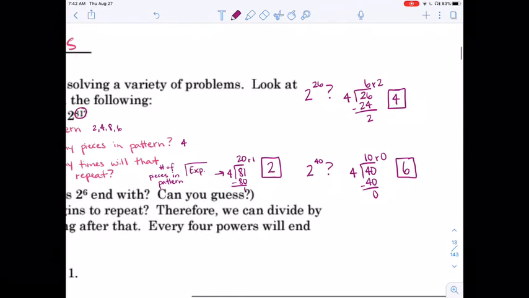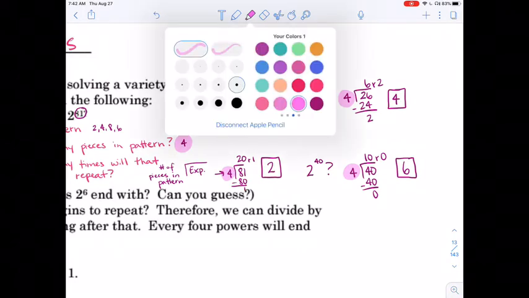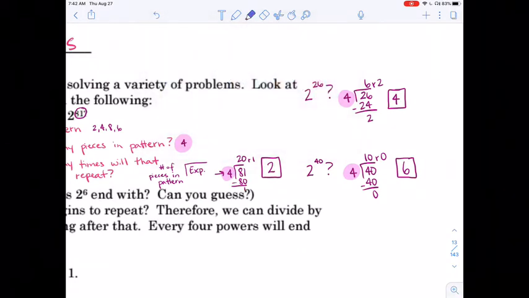Okay, so I'm going to highlight here. Here's my 4 number of pieces in the pattern, and my exponent, here's the 81 for this one, the 26 for this one, and the 40 for this one.